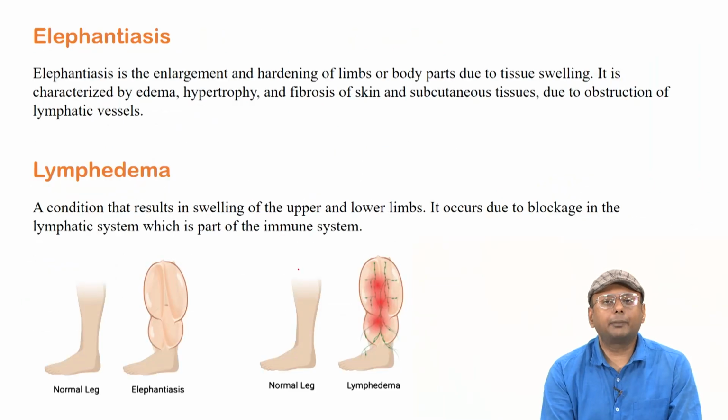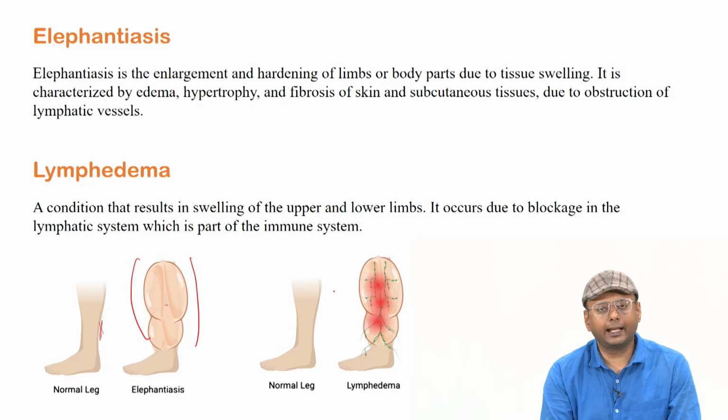Apart from lymphoma, another type of disease can happen due to blockage of lymph. If the lymph flow gets obstructed due to many issues, swelling can happen in the leg or the hand, and conditions like elephantiasis and lymphedema, this type of enlarged lymph organ, can cause this abnormality. These are rare, but this can happen.